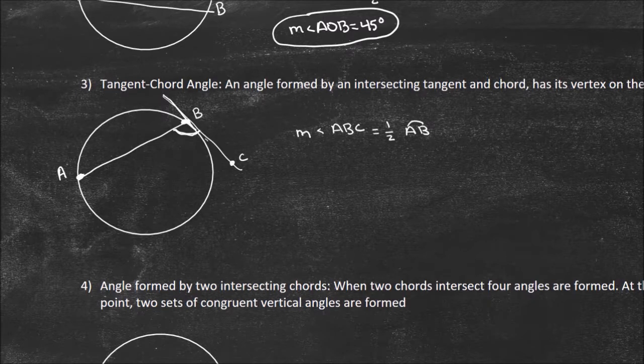So arc AB goes all the way around, so it's pretty large. And now they're saying that angle ABC is going to be 1/2 the measure of that entire arc.